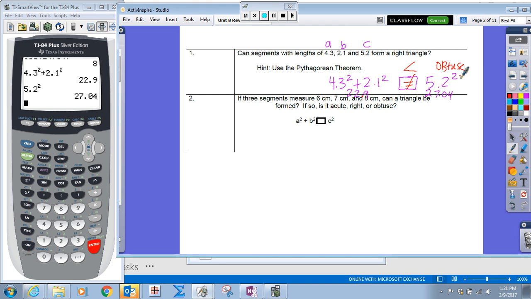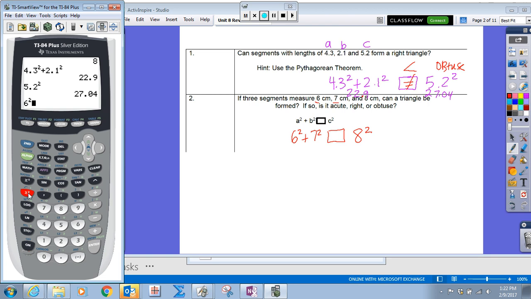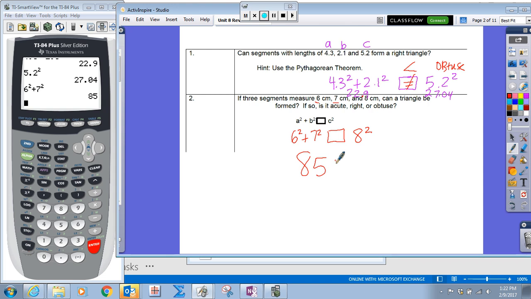And that's what we're going to do in the next problem, which is apply that principle. So we have a 6 squared. These could be our A and our B. So 6 squared plus 7 squared, and we're going to see what symbol we need to put in there. So again, we go to our calculator, 6 squared plus 7 squared, and that's going to equal 85. And then 8 squared is 64. So since 85 is less than 164, it is going to be an obtuse.